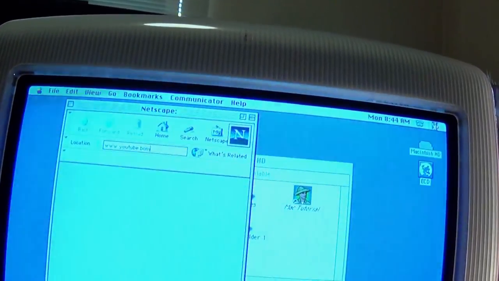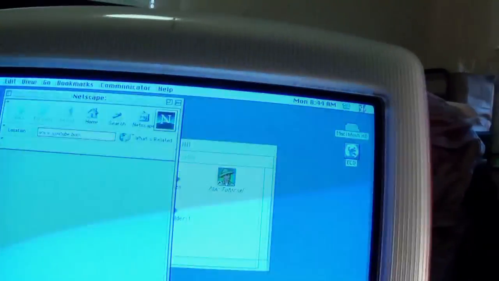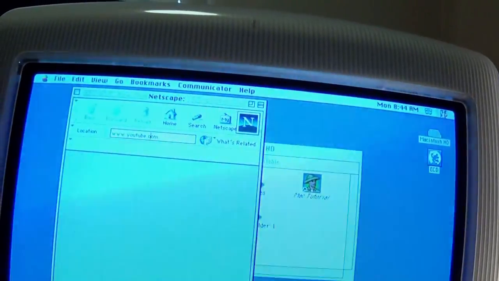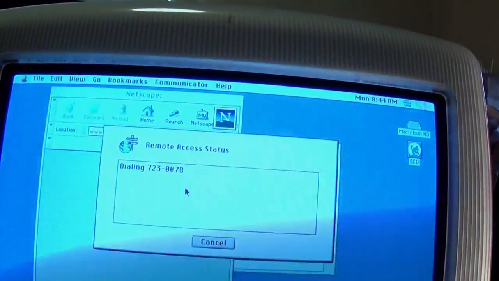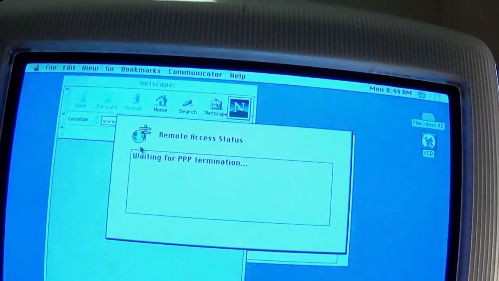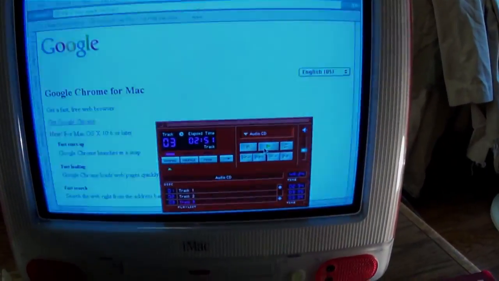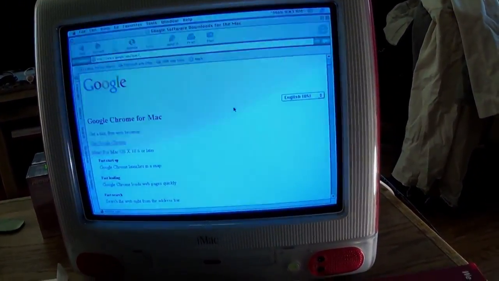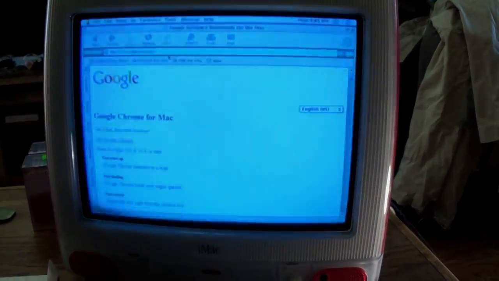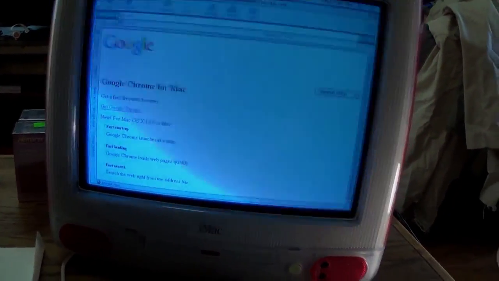YouTube.com. Can you spell com? Oh, boy. We don't do that anymore. Okay, got it online, finally. And the internet looks quite interesting by today's standards, I guess you'd say.